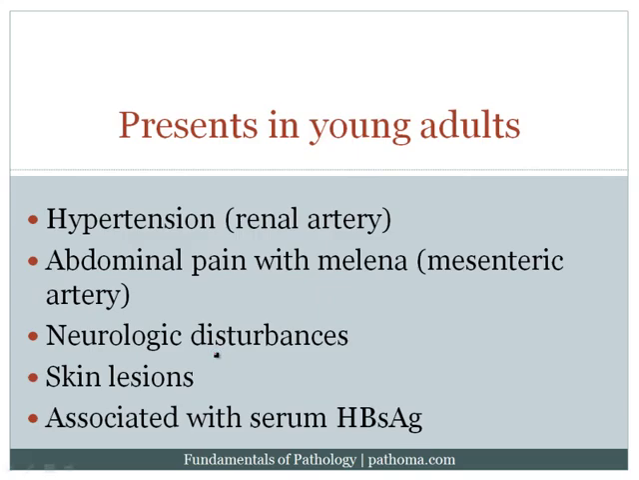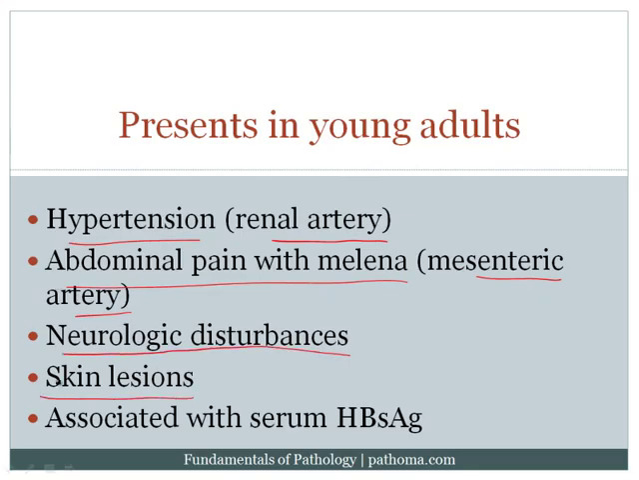depending on the different vessel that's involved, you're going to have different signs. For example, if the renal artery is involved, the patient may get hypertension. If the mesenteric artery is involved, the patient will have abdominal symptoms such as abdominal pain with melena. Of course, if the CNS is involved, we'd have neurologic disturbances, etc. And so these are some of the classic findings in these disorders. It's usually a young adult with hypertension, abdominal pain with melena, neurologic disturbances, and skin lesions.